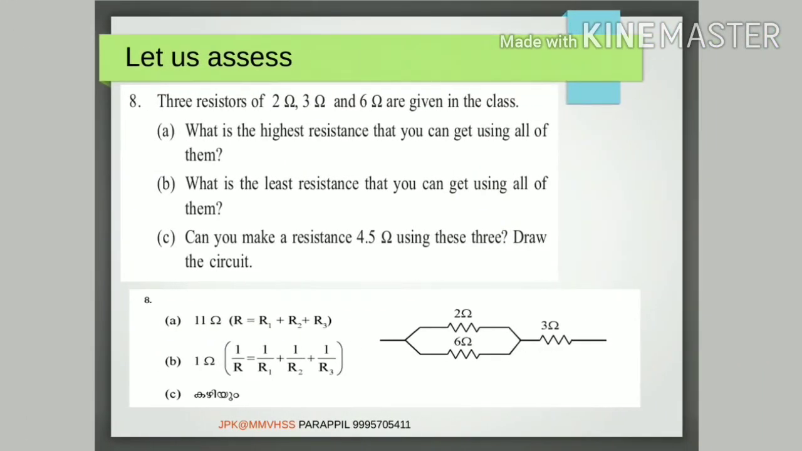In the eighth question, to get the highest resistance, connect these resistors in series, that is R is equal to R1 plus R2 plus R3 is equal to 2 plus 3 plus 6, that is equal to 11 ohm. To get least resistance, connect the resistors in parallel. 1 by R is equal to 1 by 2 plus 1 by 3 plus 1 by 6, that is equal to 1 ohm. To make resistance of 4.5 ohm, connect these resistances as in the given figure.